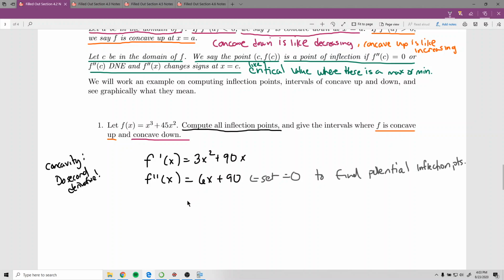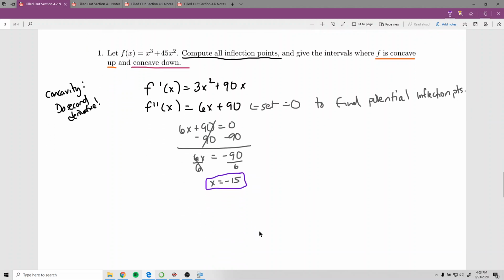Okay, so 6x plus 90 equals 0. Let's solve that for x. We subtract 90 on each side. We get 6x equals negative 90. And divide by 6. And we get x equals negative 15. All right, this is our only potential inflection point. These are like the partition numbers from last time.